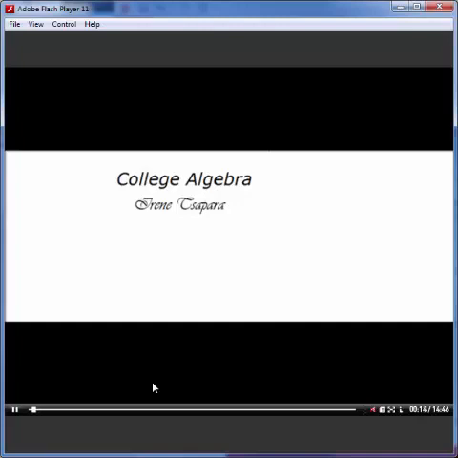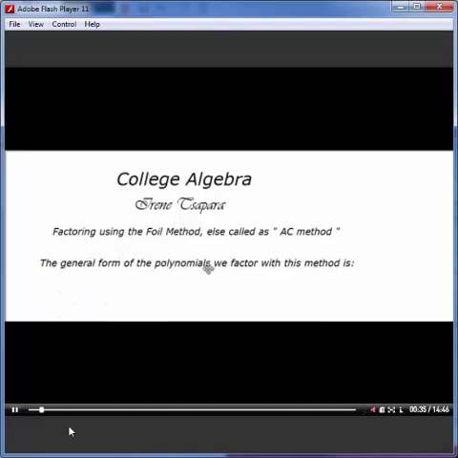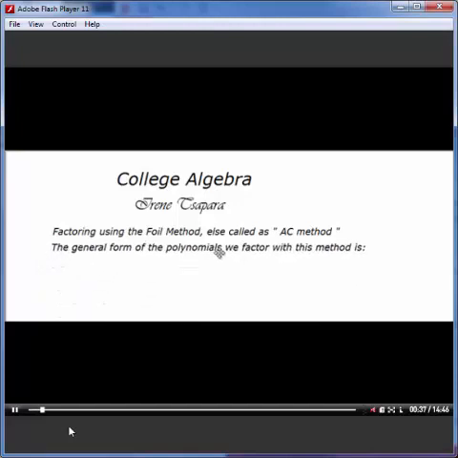Let's see together how we are going to factor today a polynomial using the AC method. Some books refer to the AC method as the FOIL method. It's the most complete method of actually factoring polynomials, especially trinomials that have an A that is different than 1.